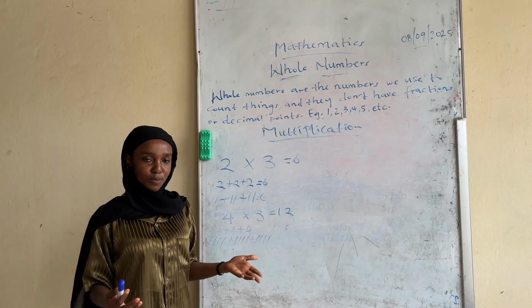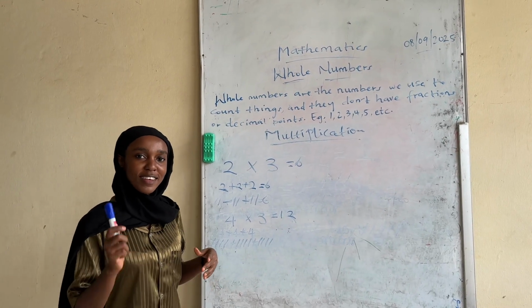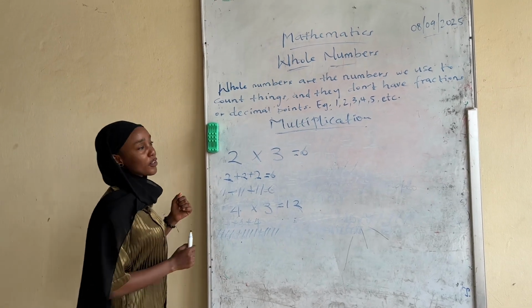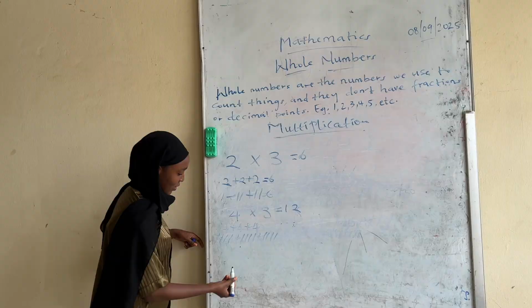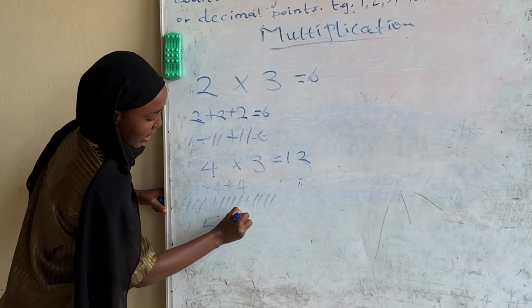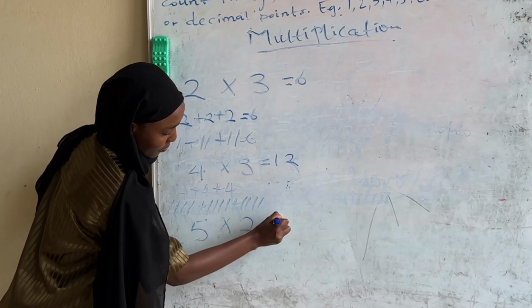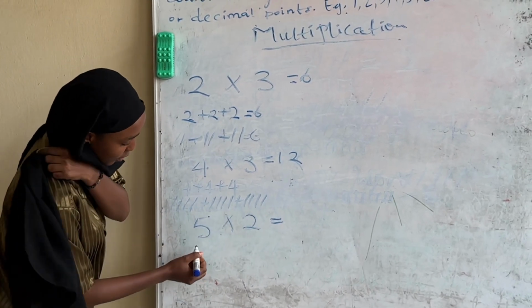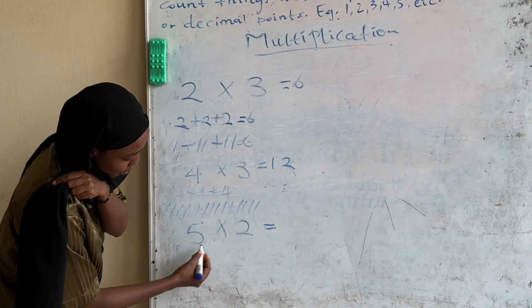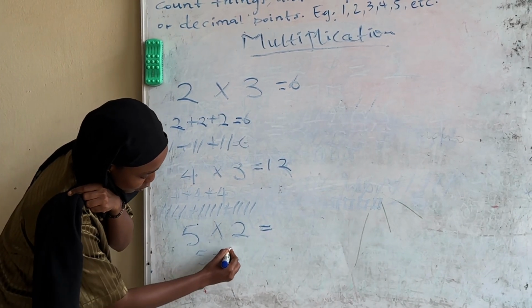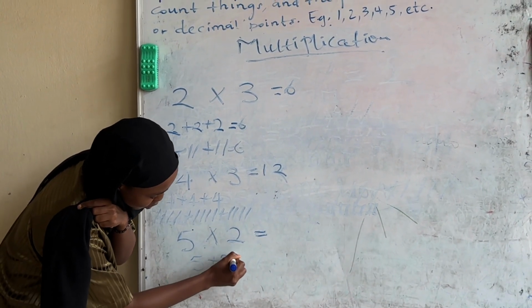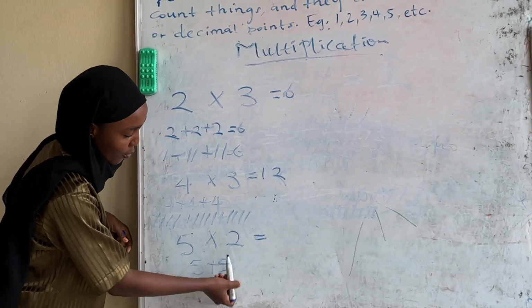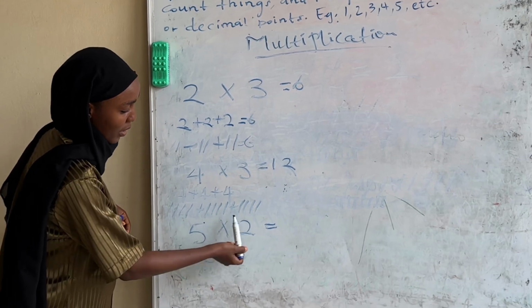Take the last example. Always remember I'm going to give you an assessment after this, so pay close attention. Our next example for multiplication is 5 in 2 places. 5 times 2. So you are going to count 5 in 2 places. Instead of doing 5 times 2, you do 5 plus 5. Do you understand? 5 plus 5 will give you the same answer as 5 times 2.